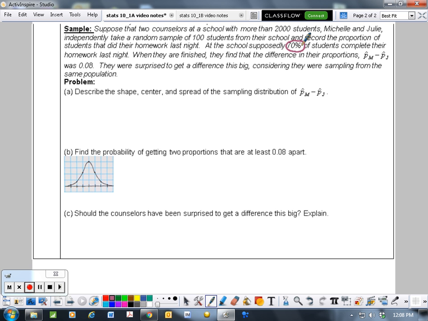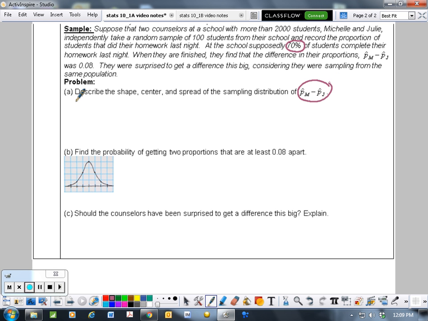They were surprised to get a difference that big considering they were sampling from the same population. So let's talk about the shape, center, and spread of the sampling distribution, Michelle minus Julie, so M minus J.